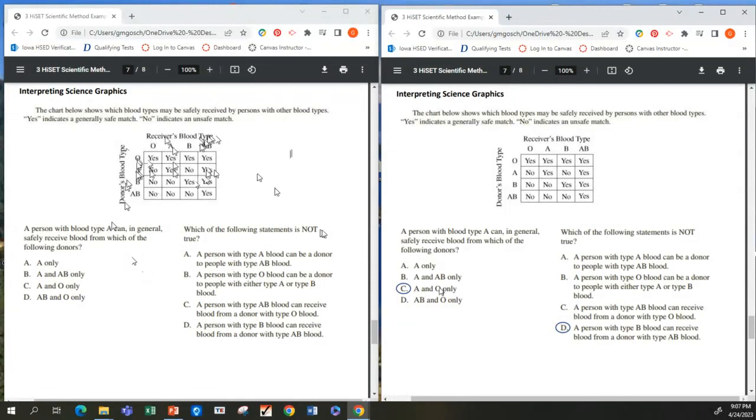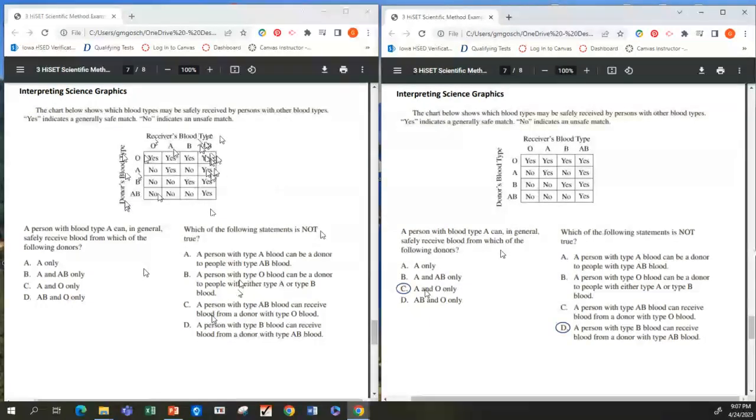A person with type O can be a donor, so I'm going to go to the top row. Look at that. They can be a donor for everybody. So yeah, that's true. I don't even have to specify whether it's A or B. A person with type AB blood can be a receiver, so they changed it up. AB, receiver, those are our columns. So I go to the AB column, can receive from a donor type O. And that's a yes, that's that first cell in that column there.